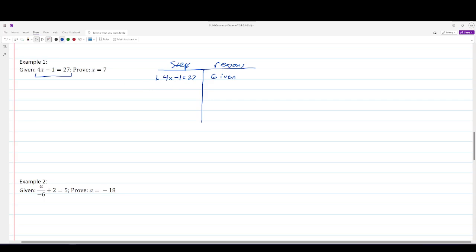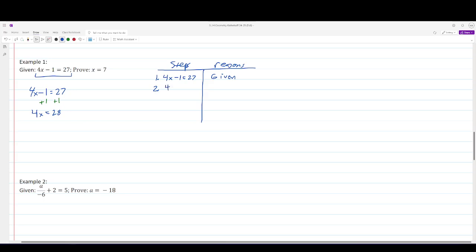There's always just one given information, which is our starting equation. So with step 2, let's go ahead and over here we'll solve it algebraically. The next thing I would do is my operation would be to add 1 to both sides. Then I would rewrite this as 4x is equal to 28.